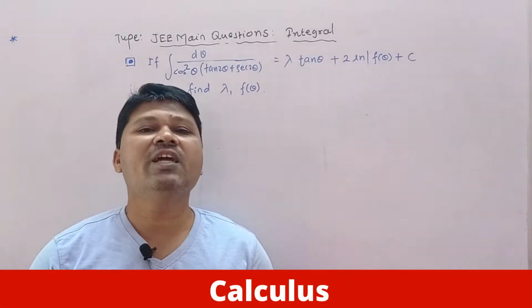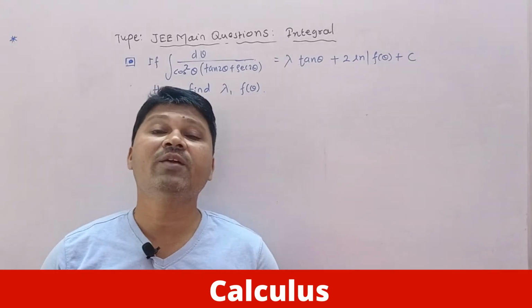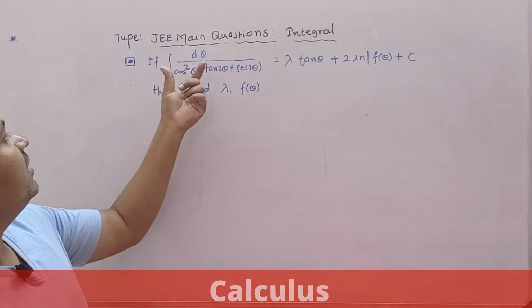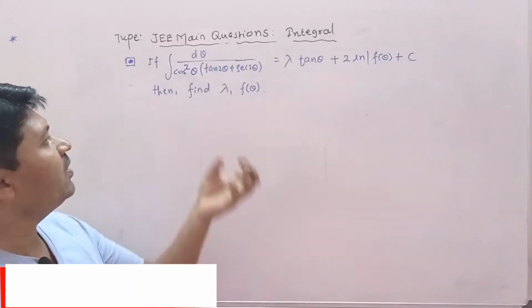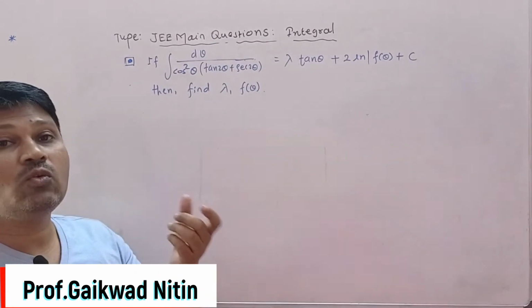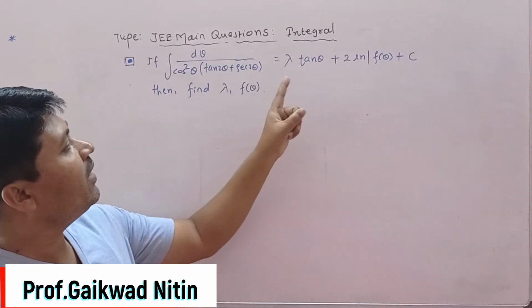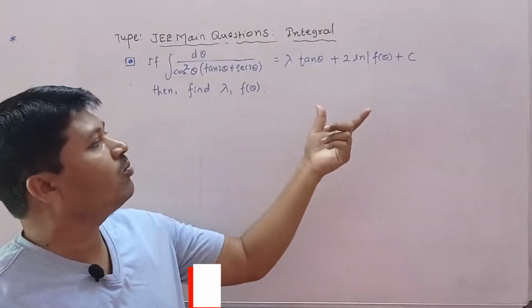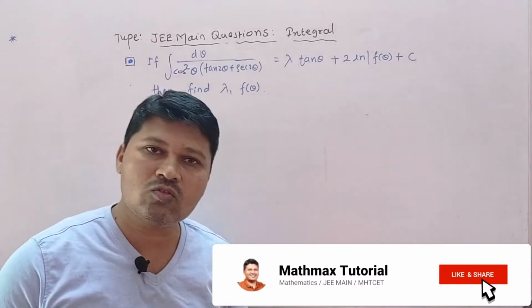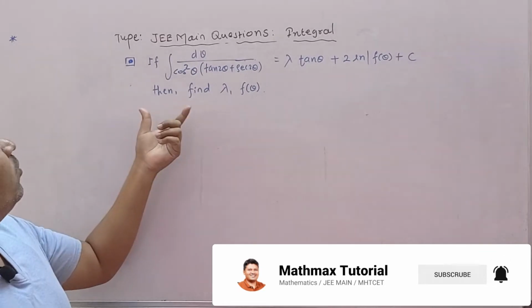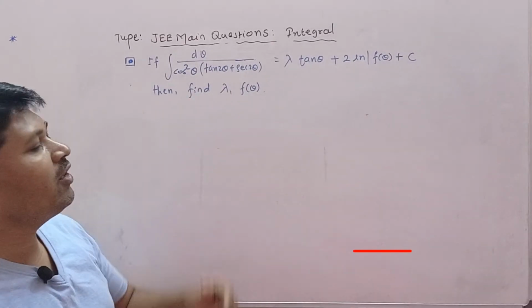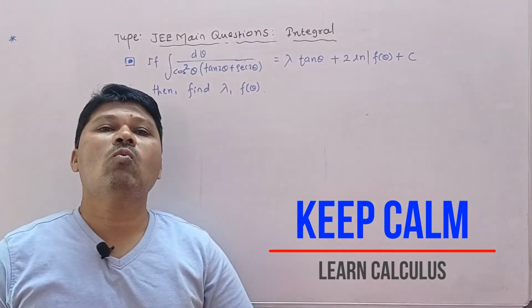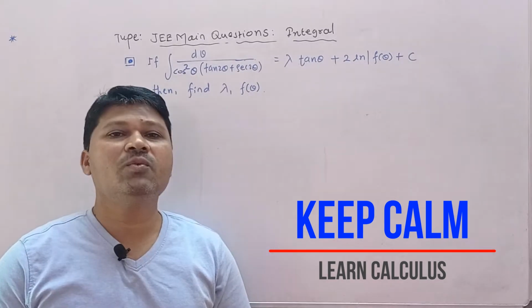Today we will solve a JEE Main type question. The given integral is the integral of d theta divided by cos square theta times (tan 2 theta plus sec 2 theta), which is equal to lambda tan theta plus 2 ln of the modulus of f of theta, plus c, where c is a constant of integration. Here we can find the value of lambda and f of theta. If you want the simple solution, watch the video till the end.